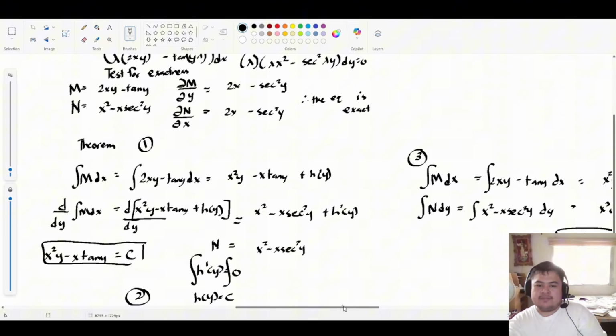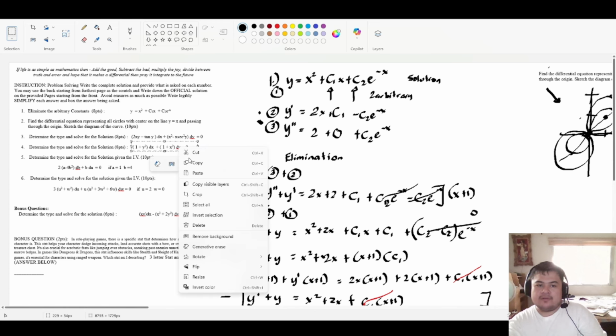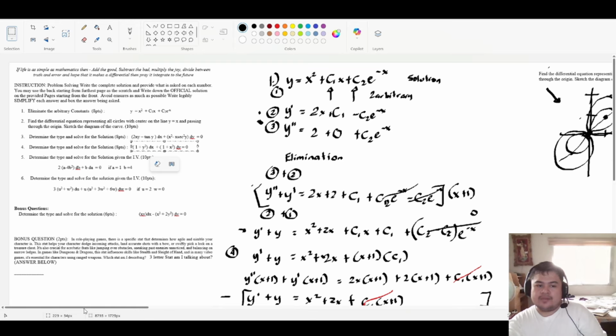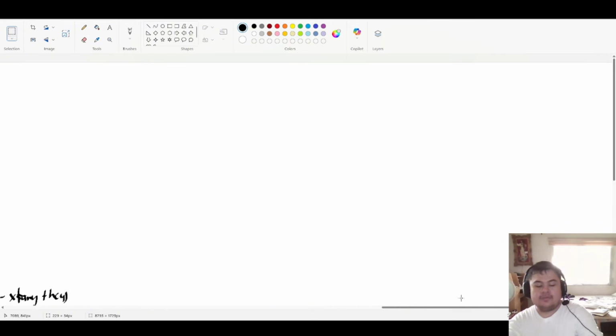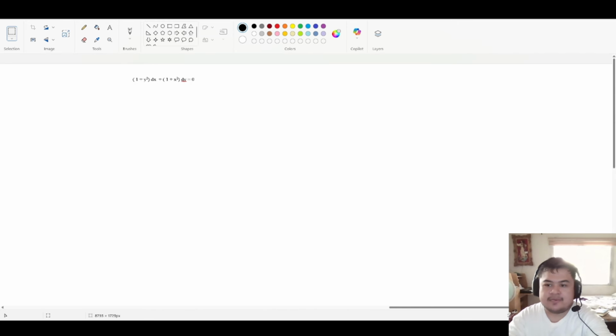Okay, we're going on to the fourth type. We're gonna go to the fourth example. So this one, let's see. This one, from the previous video, is a separable equation. No? Okay, this one is a separable equation.